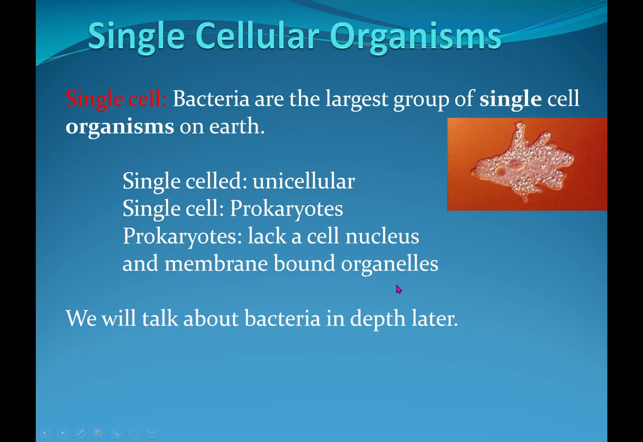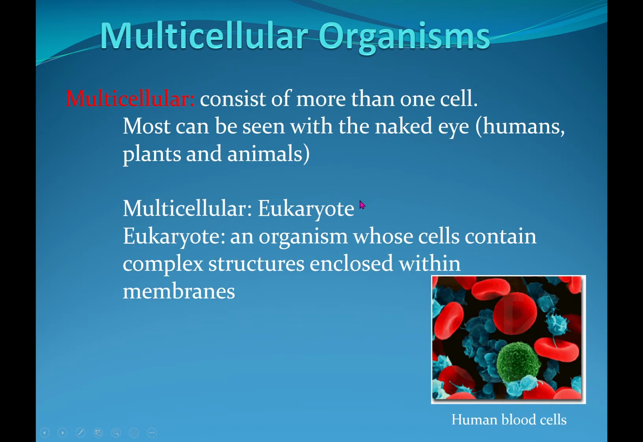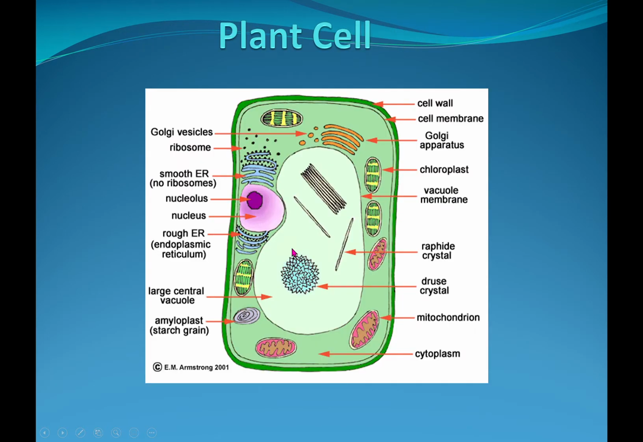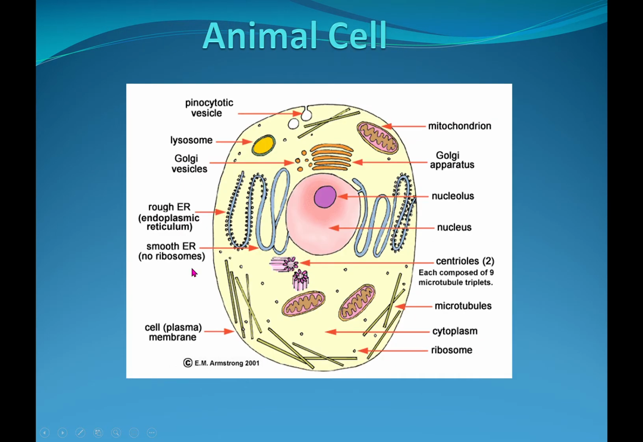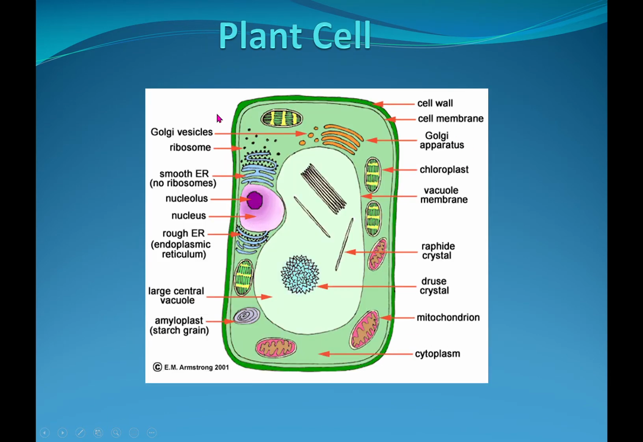Single-celled organisms like bacteria are one of the largest groups of single-celled organisms on the planet. Here's an amoeba, an example. Multicellular organisms are like plants and animals. Plants and animals differ because plants have a cell wall, they have a large vacuole, and they have these green little guys here called chloroplasts with chlorophyll in them.